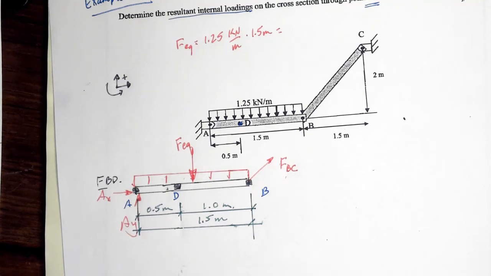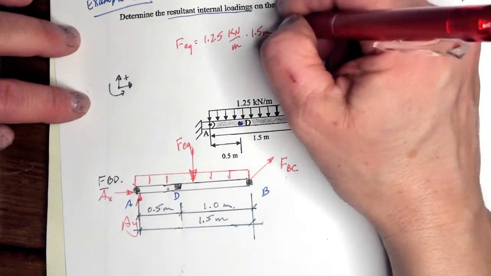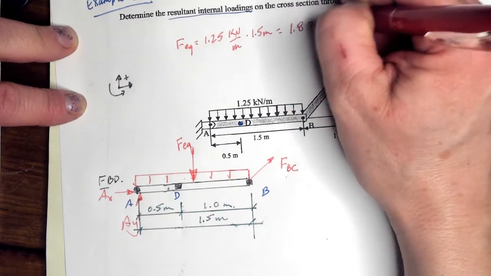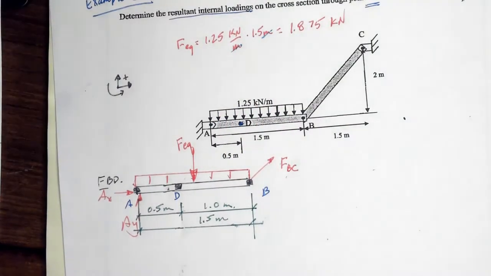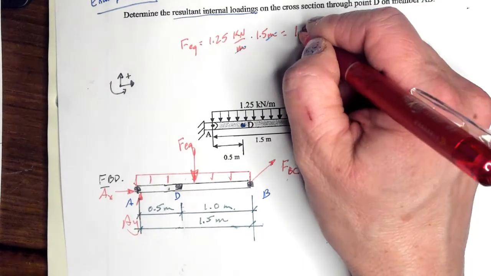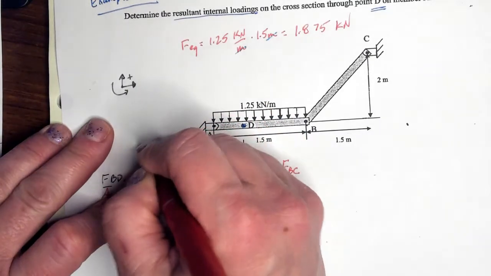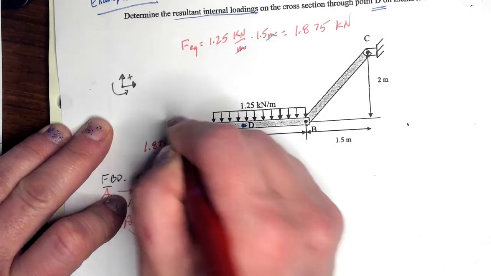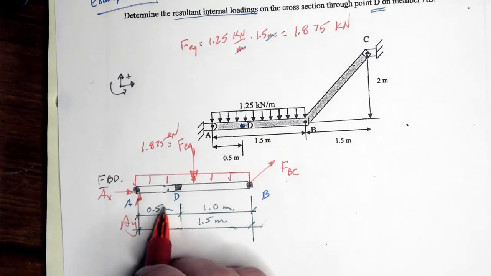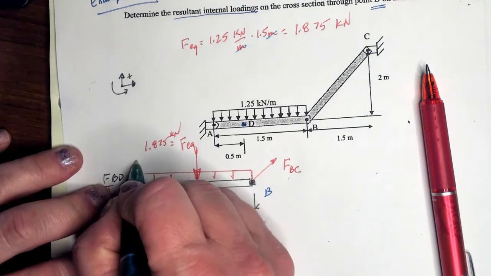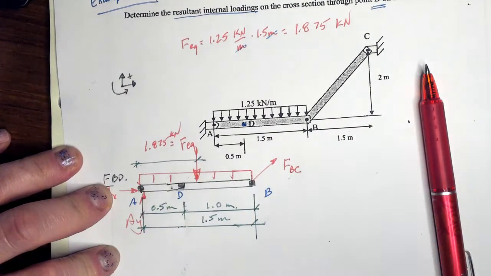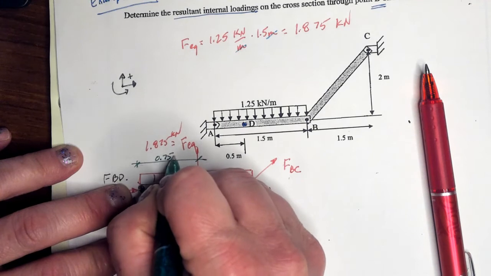Okay, so we have 1.25, 1.5, and I get 1.875 kilonewtons because the meters cancel out, and that's what we like to see. Okay, so this is equal to 1.875 kilonewtons, and we locate it at the midpoint. So that will be at 0.75 meters.